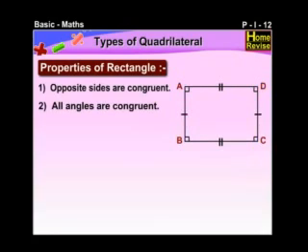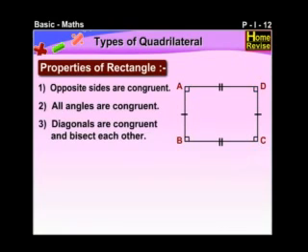Second property of rectangle, all angles are congruent. That means all 90 degrees. Now see, quadrilateral ABCD is a rectangle. Angle A, angle B, angle C and angle D all are 90 degrees. That means second property, all angles are congruent. Third property, diagonals are congruent and bisect each other. That means in rectangle ABCD, diagonal AC is congruent with diagonal BD and diagonal AC and diagonal BD bisect each other.